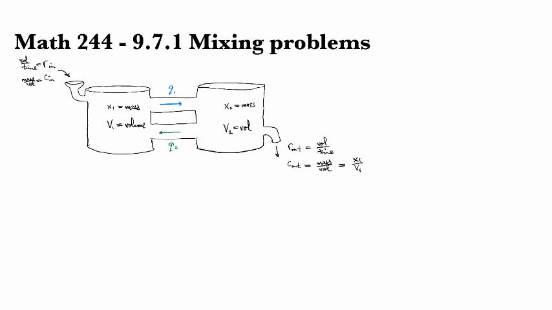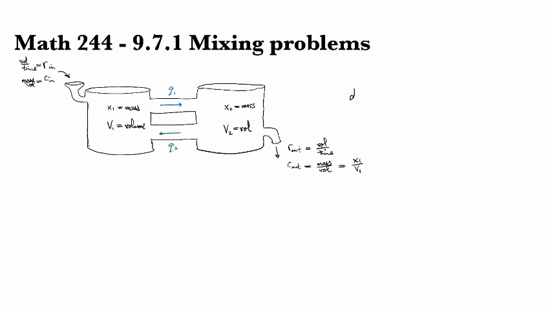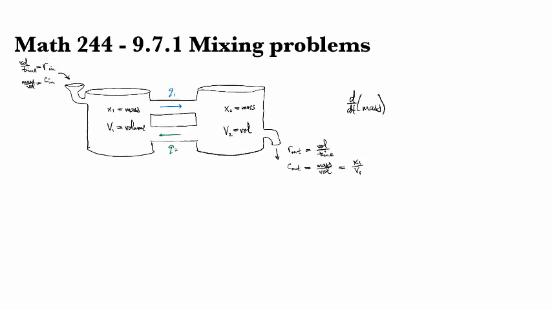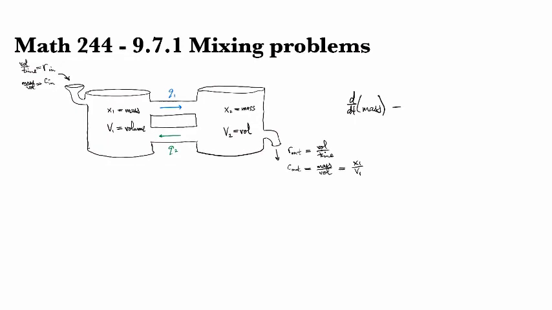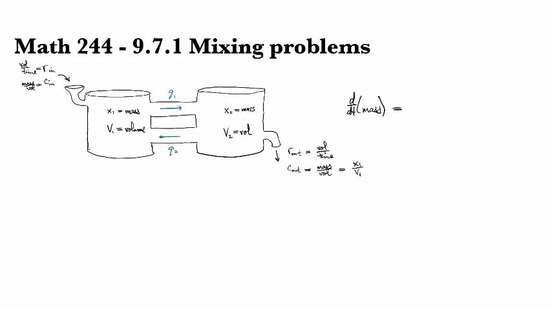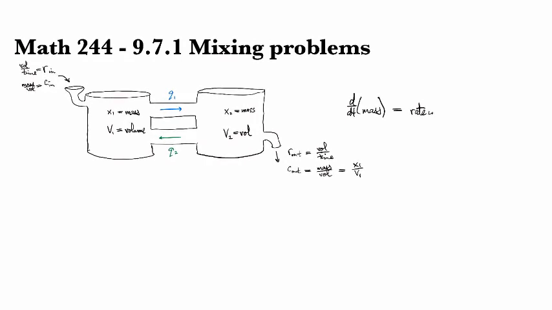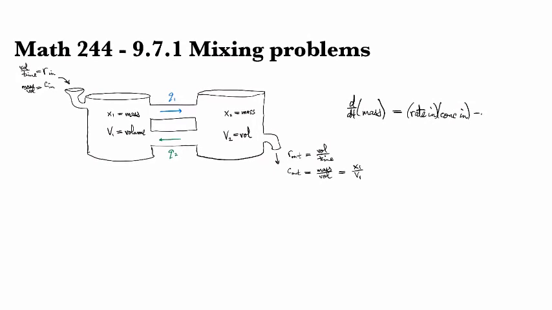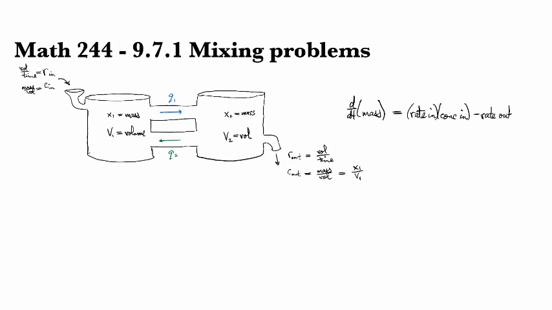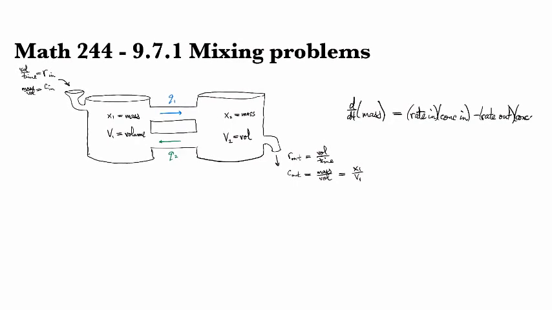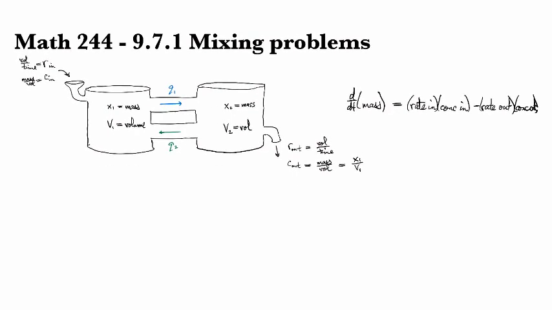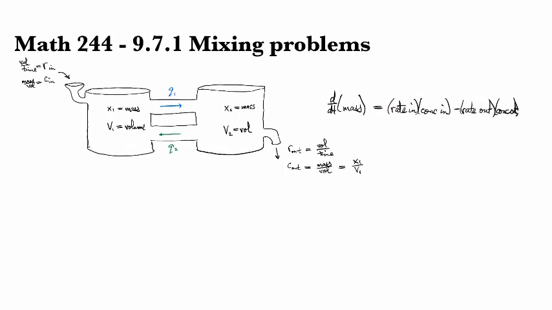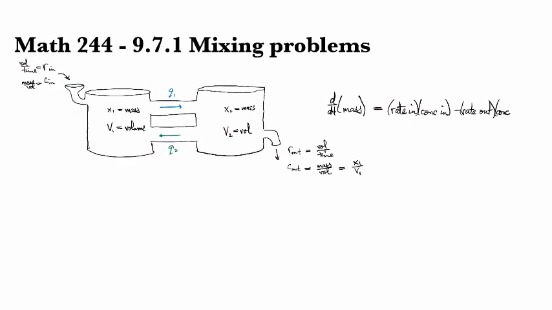Now, the good news is that the equation for setting it up is exactly the same as before. The time rate of change of the mass of the solute is rate in times concentration of the incoming, minus rate out times concentration of the outgoing. Sort of ran up against the edge there. Let me pull this back a little bit and fix that.